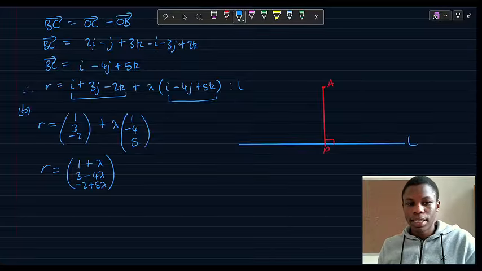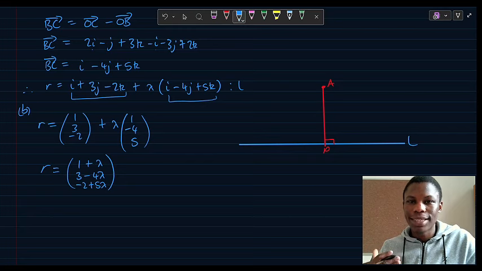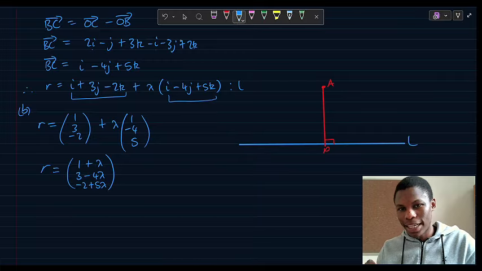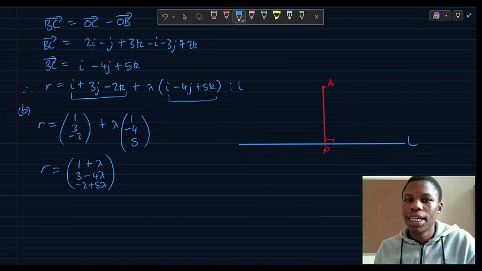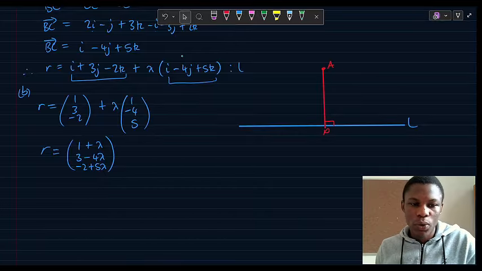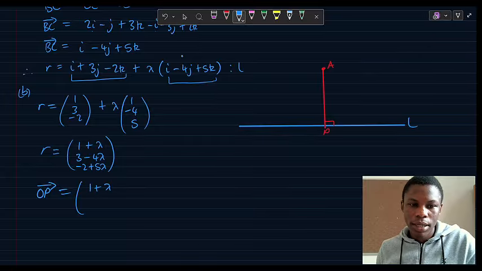All right. So this component form actually shows us the general coordinates of any point that lies on line L. So if we want to know the exact coordinates of any point on this line, we just need to know what lambda is at that point. So in our case, I can say that the general coordinates of OP are going to be 1 plus lambda, 3 minus 4 lambda, minus 2 plus 5 lambda.